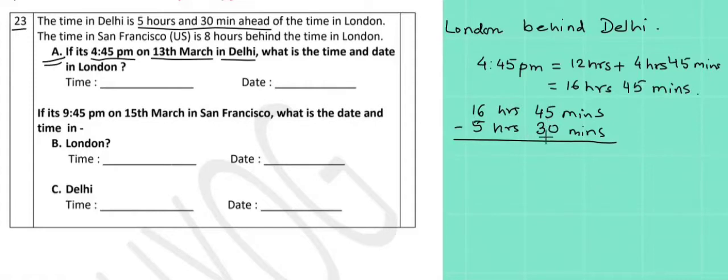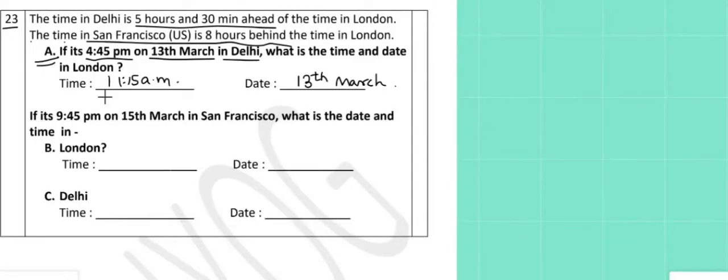So 45 minus 30 is 15 minutes, and 16 minus 5 is 11 hours, so 11 hours 15 minutes, which means 11:15 a.m. So the time is 11:15 a.m. of 13th March, which is the same day.